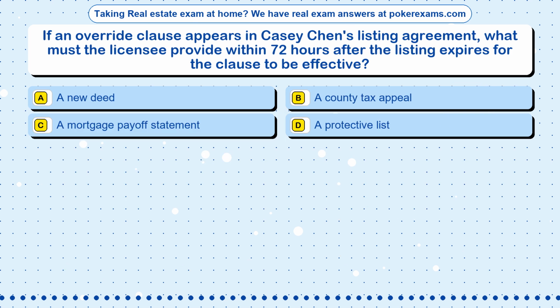Question 12. If an override clause appears in Casey Chen's listing agreement, what must the licensee provide within 72 hours after the listing expires for the clause to be effective? Option A. A new deed. Option B. A county tax appeal. Option C. A mortgage payoff statement. Option D. A protective list.